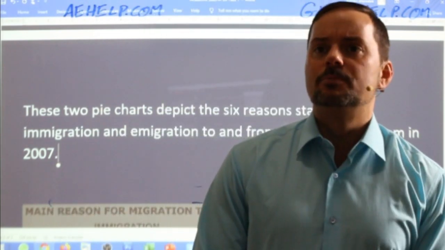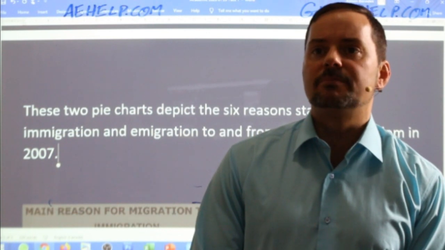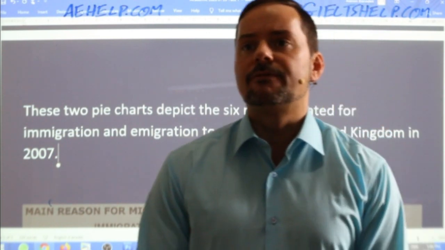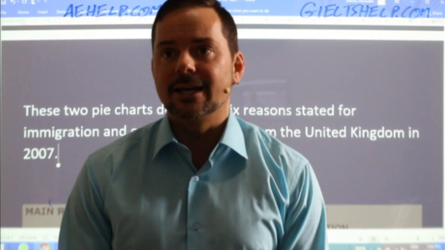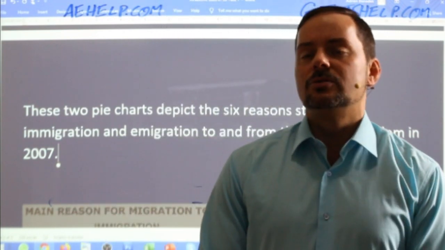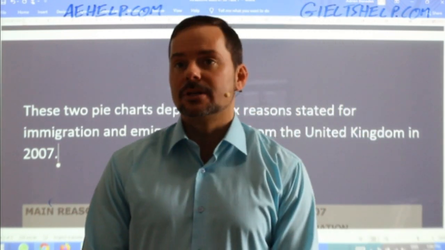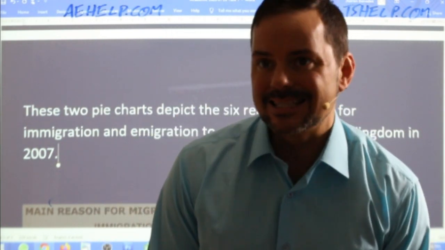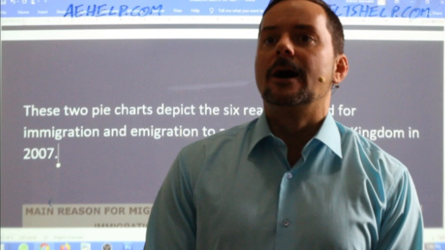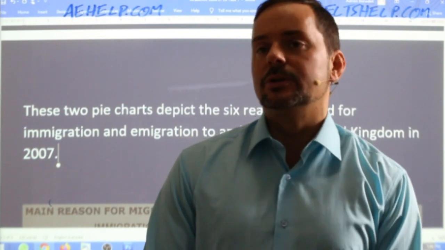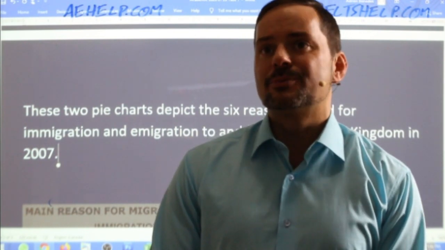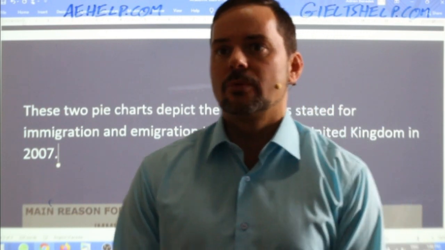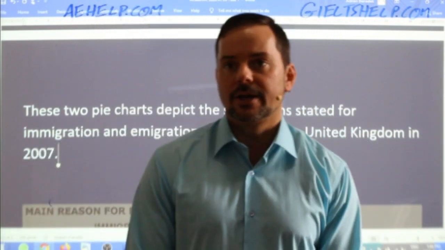Yextan, these 2 pie charts depict the amount of people who immigrated to and from the United Kingdom for 6 reasons in 2007. Yextan, it's United Kingdom. It's 2007, okay? And it's not amount because we don't know the number. It's percentages, as Ferdavs correctly pointed out, okay?